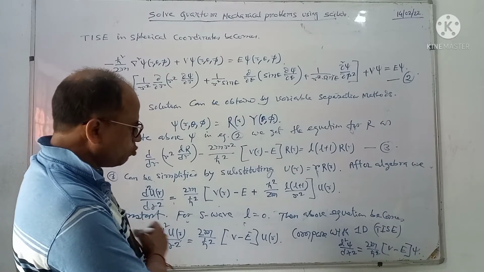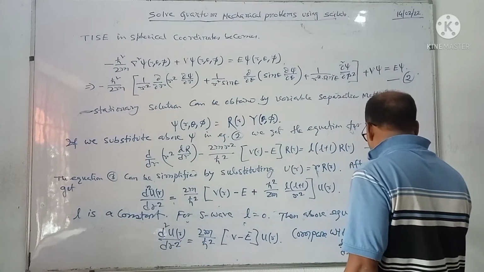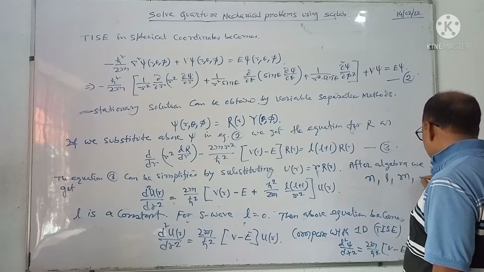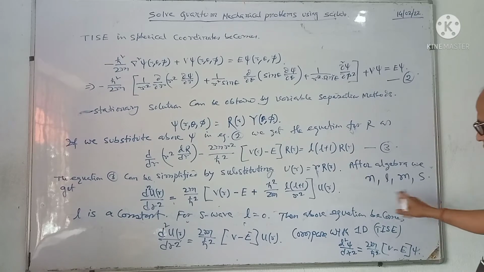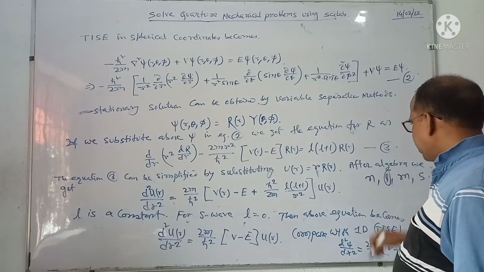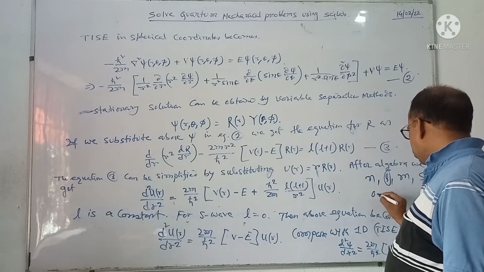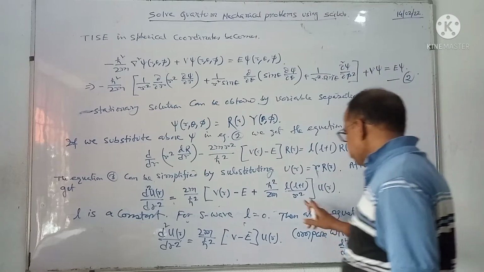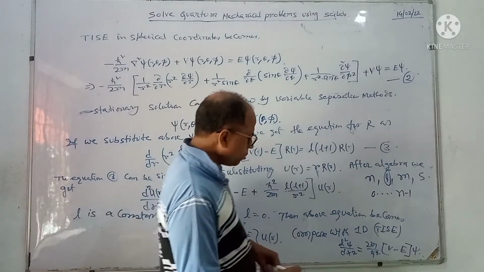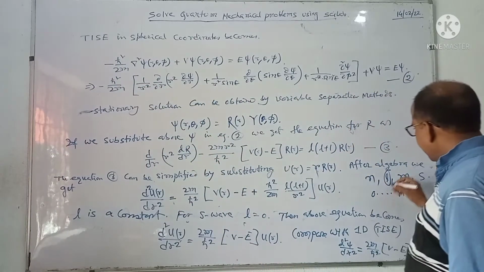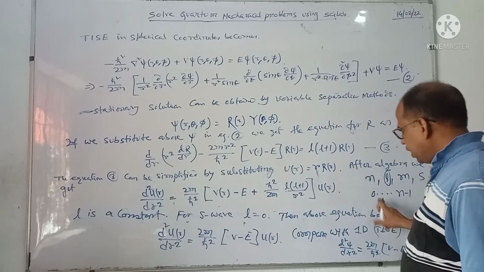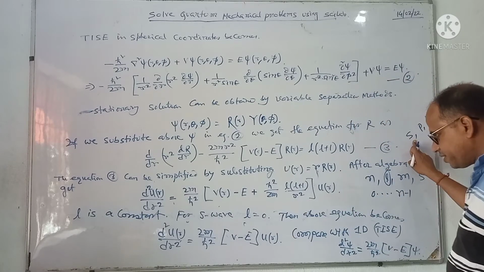There are 4 quantum numbers. One is the principal quantum number, azimuthal quantum number, magnetic quantum number, and spin quantum number. Here L, the physical significance, is the azimuthal quantum number. The value is 0 to n minus 1. Therefore, if L is equal to 0, then you know in chemistry there are s shell, p shell, d shell, etc. This L is equal to 0 means s shell.